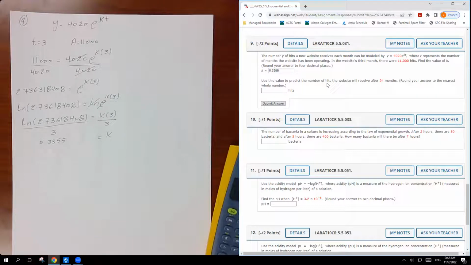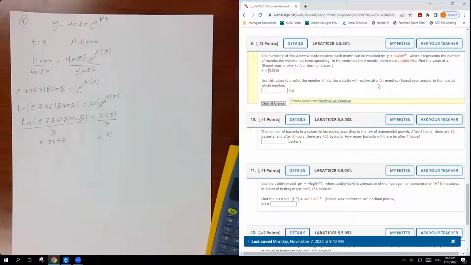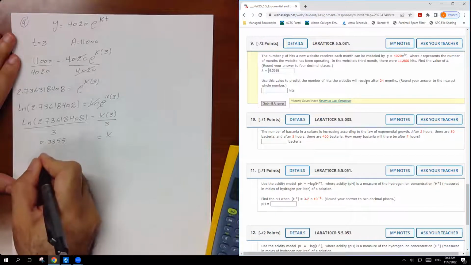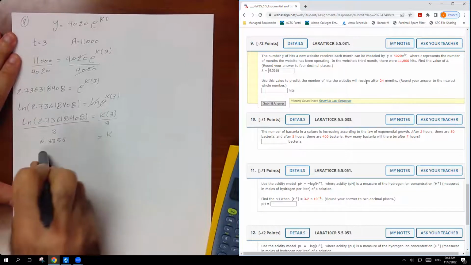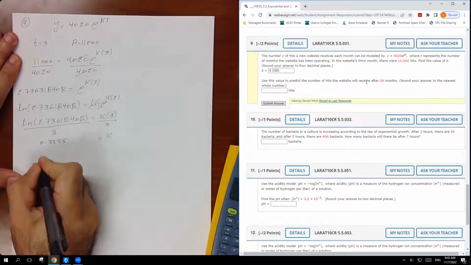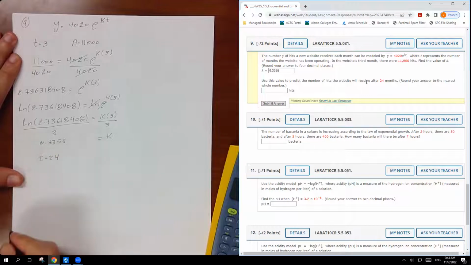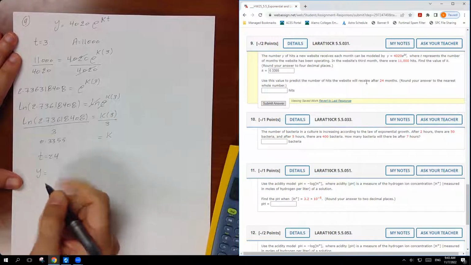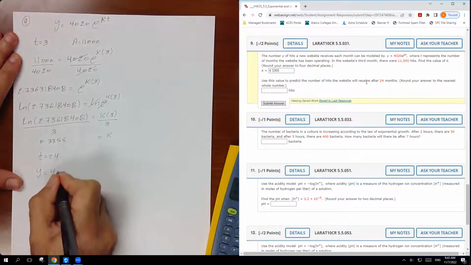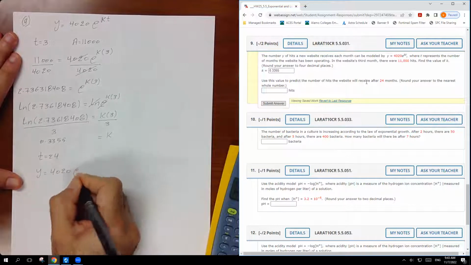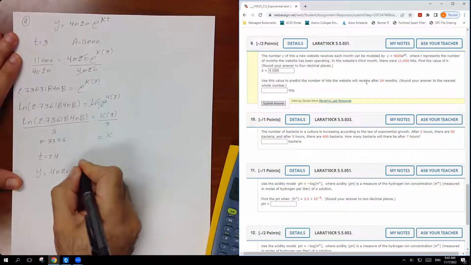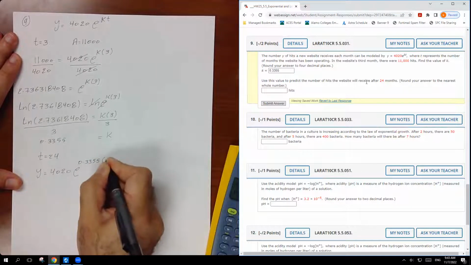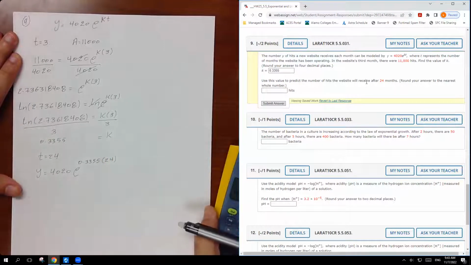Now, next step, use the value of K to find the number of hits the website will receive after 25 months. Now we need to find the future after t equal 24. So t equal 24 months. How many hits is going to be on the website? That means we need to find y equal 4020 e, and our K is 0.3355 times the time, 24.